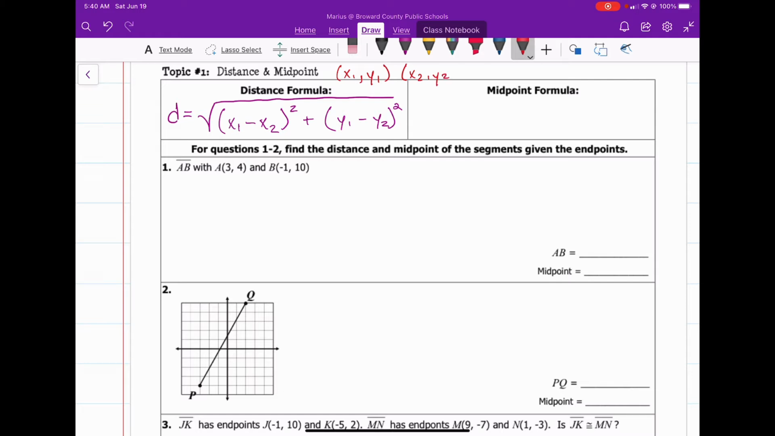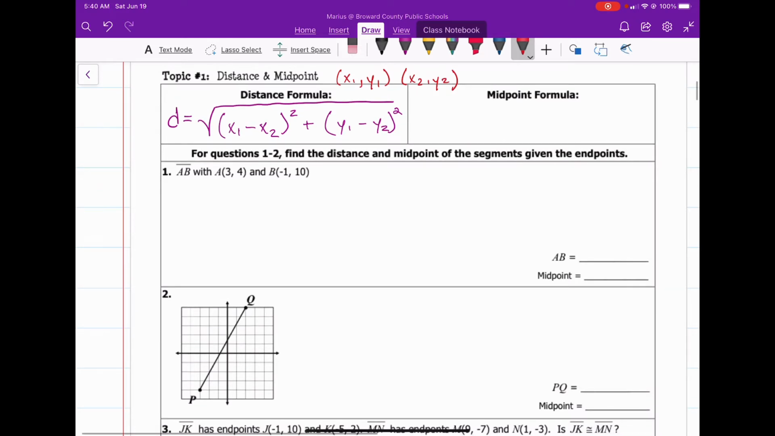Okay, so you'll have some points, you'll have to label them, and then you would plug those numbers into the formula and work it out using the order of operations, and you would come up with your answer for the distance.